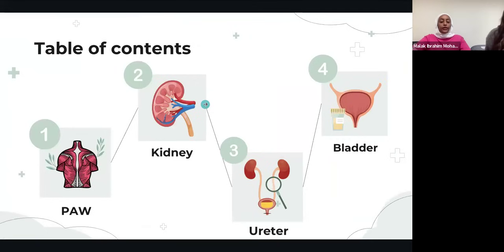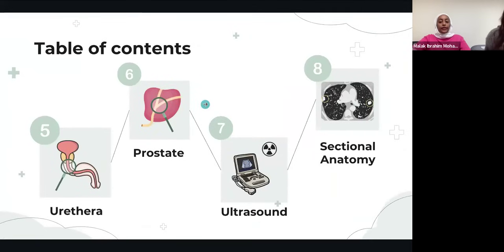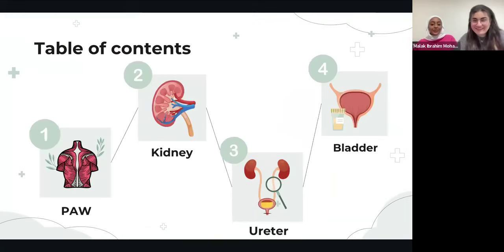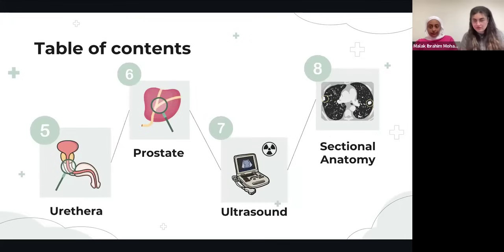Okay. So first thing, what we'll be covering. So this is the table of contents. We will start with the posterior abdominal wall, and then we'll go over the kidneys, and then the ureters and the bladder. And inshallah, we'll also cover the histology part of each one of these. And we'll have pop quizzes by the end of each one. Okay, and after that, urethra, and then prostate, the ultrasound and radiological images, and lastly, sectional anatomy.